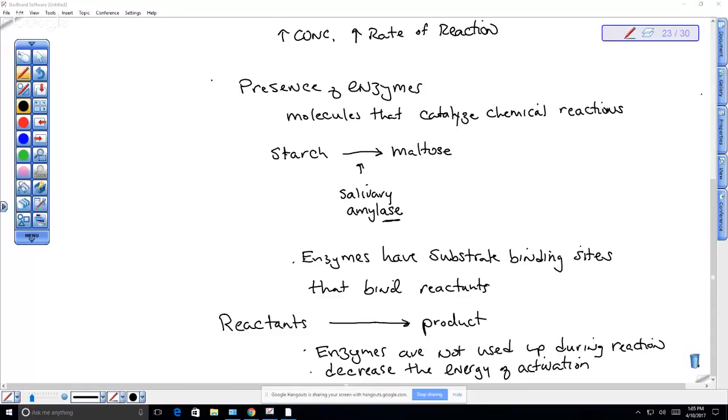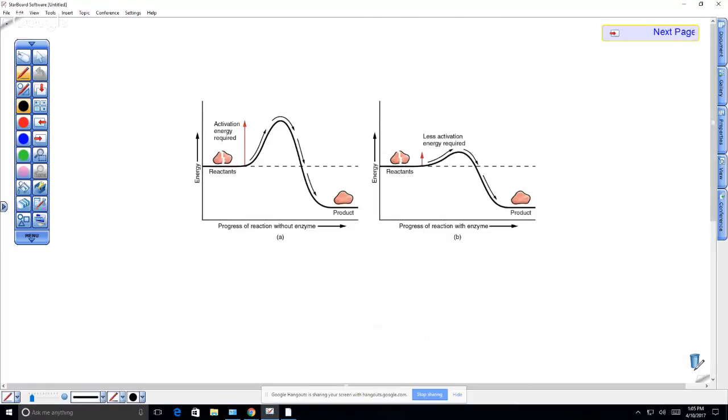Okay. So if we look at an example of this, right? So these are my reactants. So this is a picture from your book. And this is the energy that is required, and it could be in the form of heat. So like, okay, it's warmed up, the chemical reaction is going to occur. But if I have an enzyme, then the amount of energy it takes to get those two reactants together to form the product decreases, right?